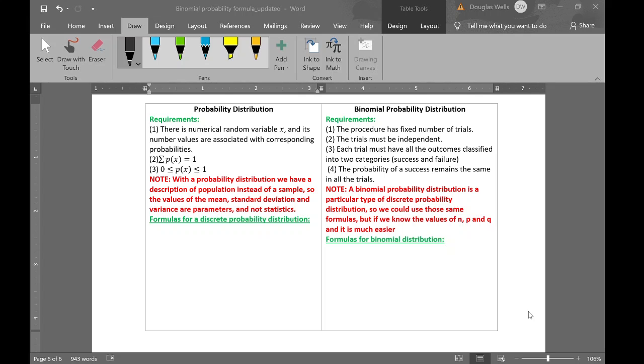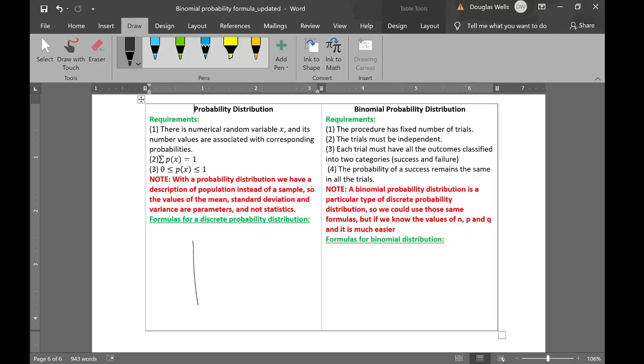Difference between probability distribution and binomial probability distribution. Number 1, requirements for probability distribution. There is a numerical random variable x and its number values are associated with corresponding probabilities.